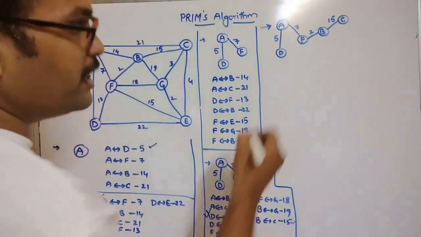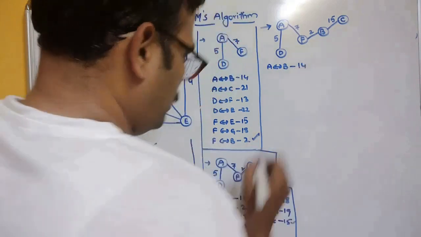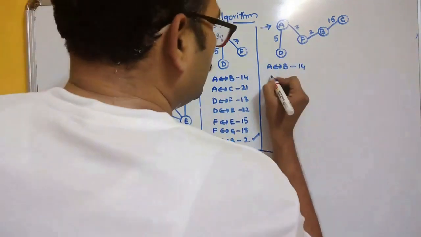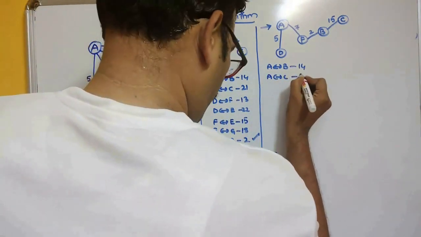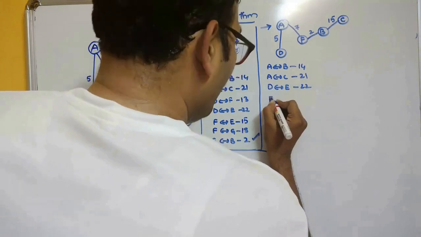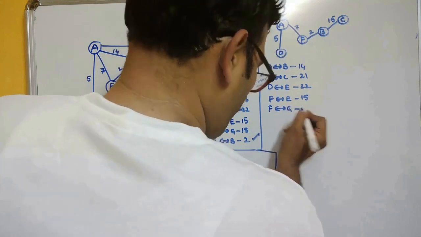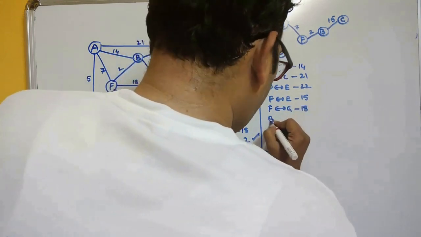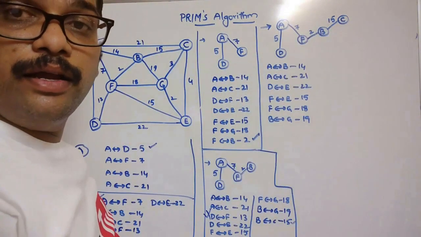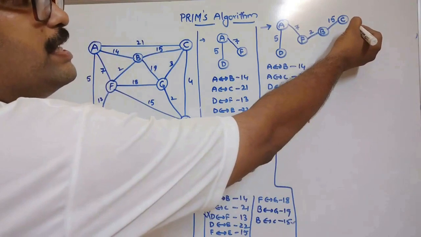Now consider all the remaining edges here. So A to B with a 14, right? You can observe here. Okay, let us write down. Next, A to C with a 21, D to E with a 22, and F to E with a 15. Next, F to G with a 18, and B to G with a 19. We should not consider B to C again because we have already done that edge. Now there is a new vertex included in the tree.